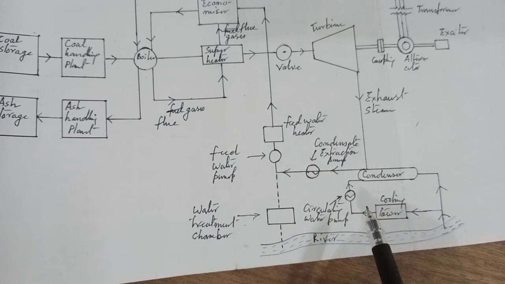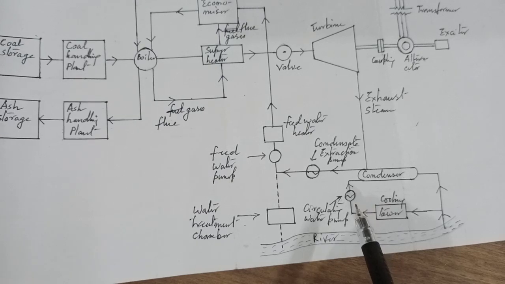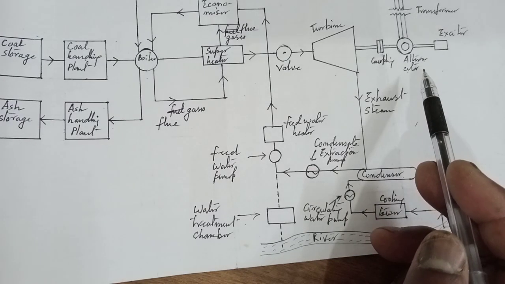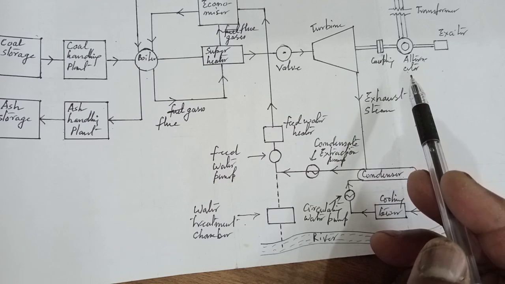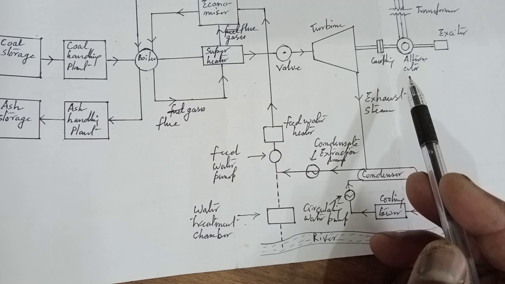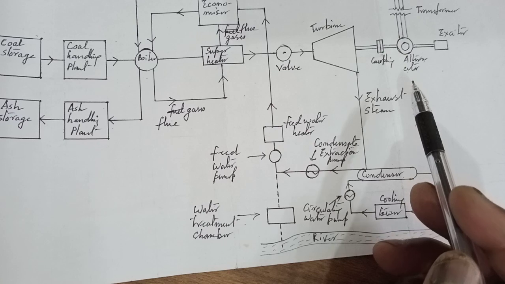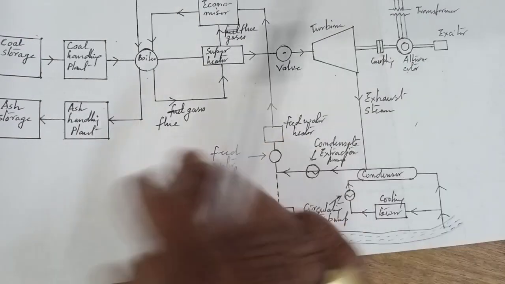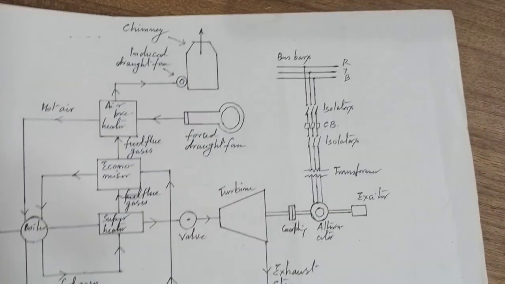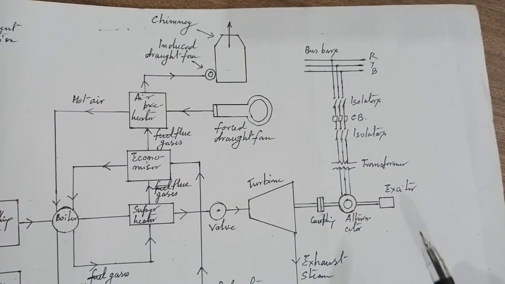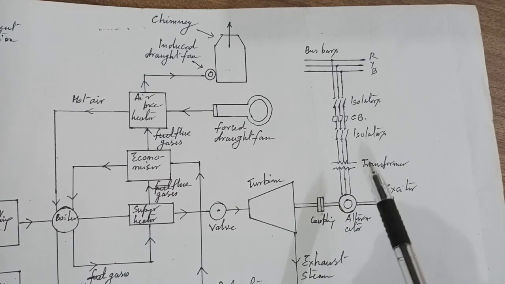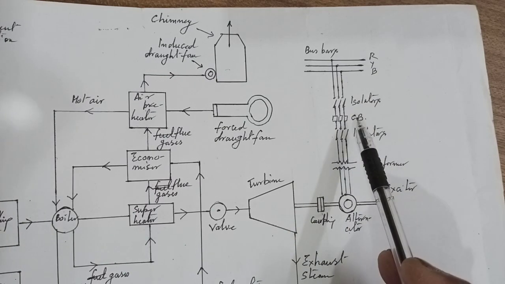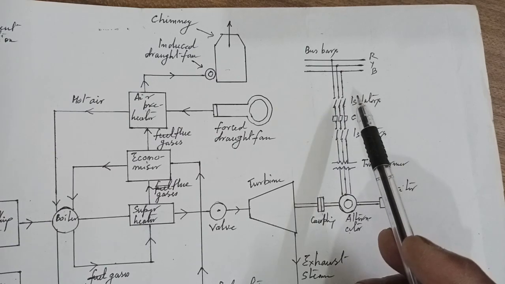Alternator. The steam turbine is coupled to an alternator. The alternator converts mechanical energy of turbine into electrical energy. The electrical output from the alternator is delivered to the bus bar. This is the bus bar. It is delivered to the bus bar through transformer, isolator, circuit breaker and isolator.